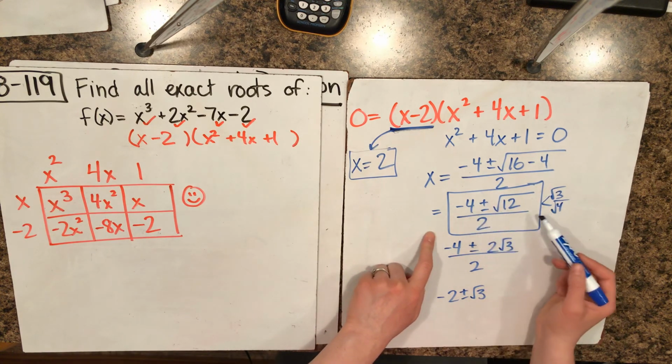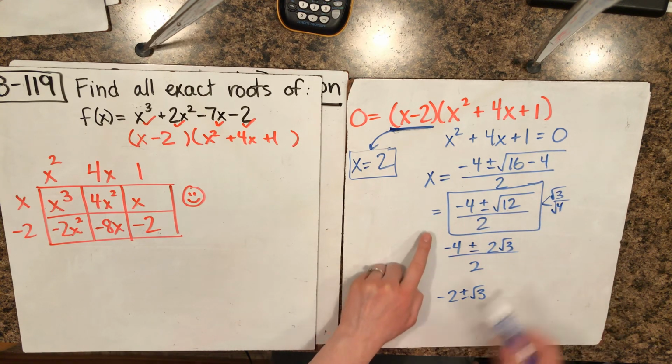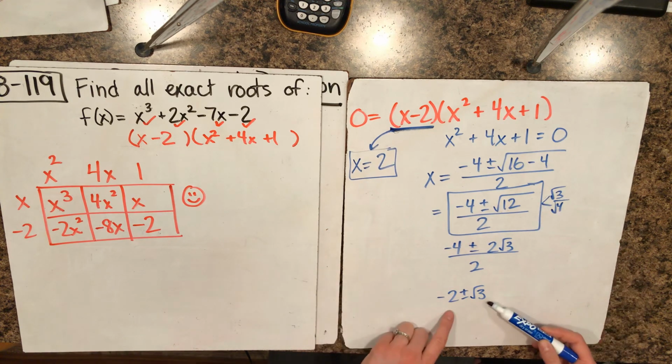Exact just means don't plug this in the calculator and give me a decimal. Leave it as square root of 12. Or again, if you want to simplify it, you can.